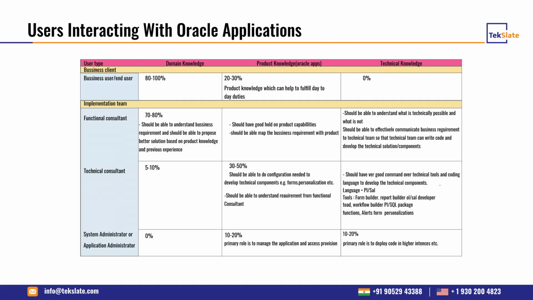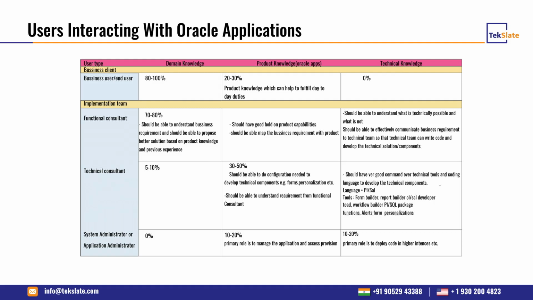In the implementation team, you have three types of roles. First is the functional consultant. A functional consultant is the one who interacts with the business user, that is, in the first line. He understands the business requirement, he understands the business challenges, and he tries to bridge the gap based on his understanding and his knowledge of the product. As far as domain knowledge is concerned, he should be 70 to 80% comfortable with the domain in which he's working. He should be 80 to 90% comfortable and confident about the product knowledge, because that is where his skill is required.